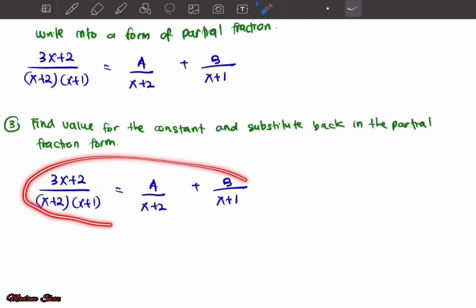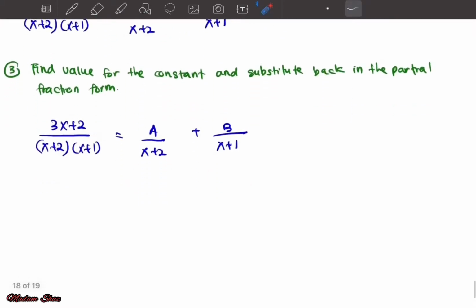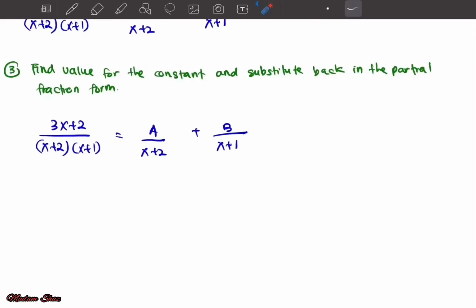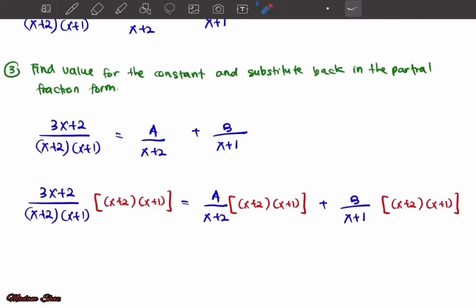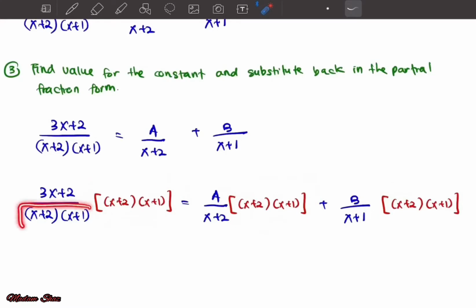So from the partial fraction form that we have right before this, you have to find the value for the constant A and constant B. In order to find the value for the constants A and B, you have to eliminate all the denominators here. So in order to eliminate all the denominators, we multiply both sides with the denominator. So now on the left hand side, we will cancel out x plus 2 multiplied by x plus 1.